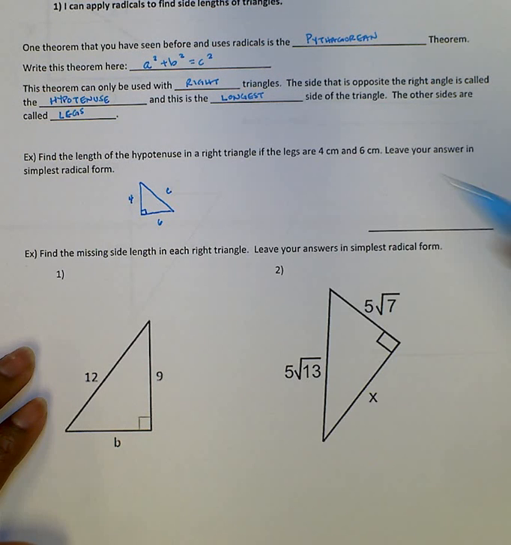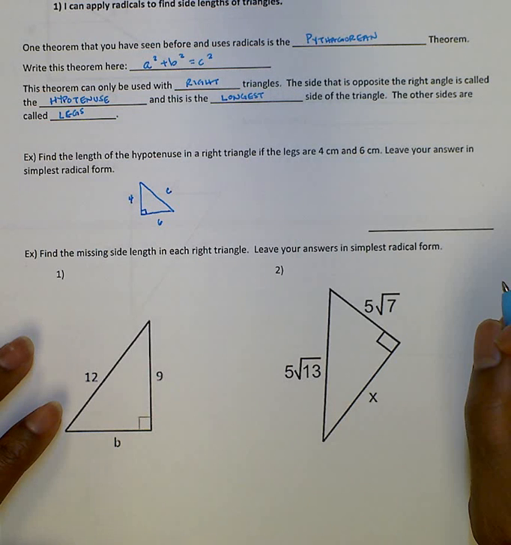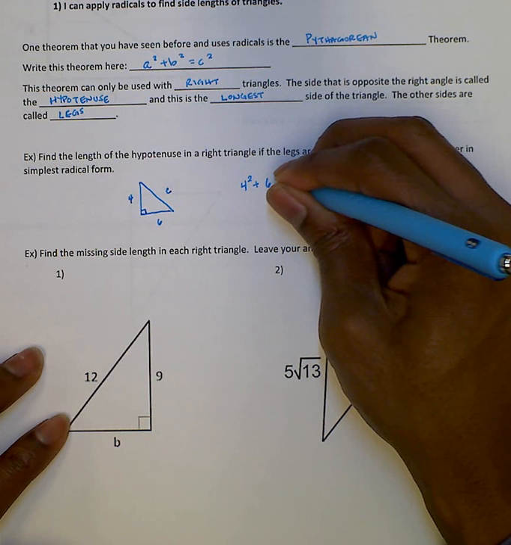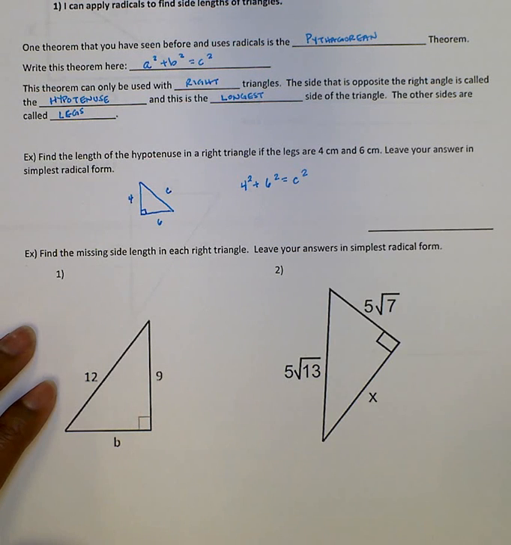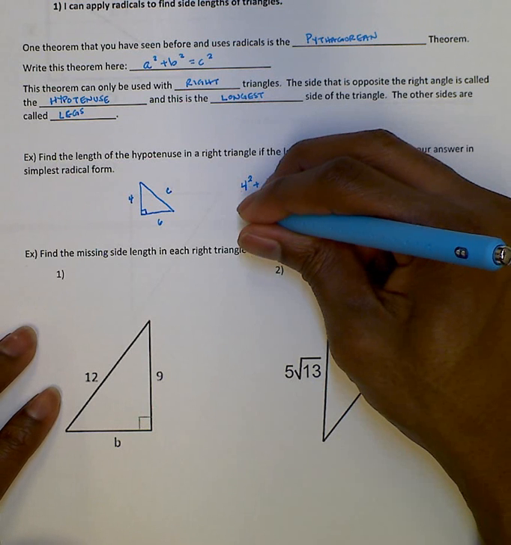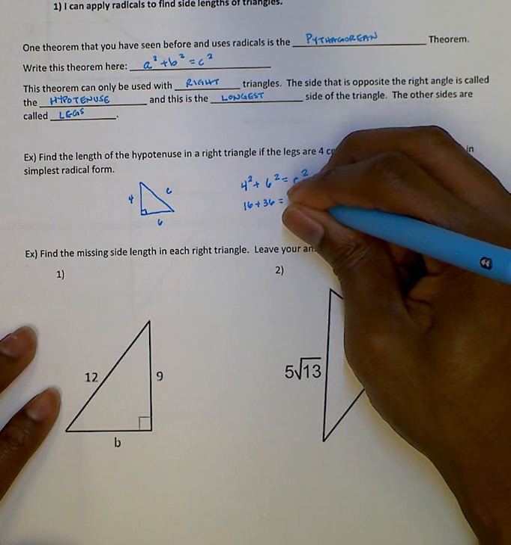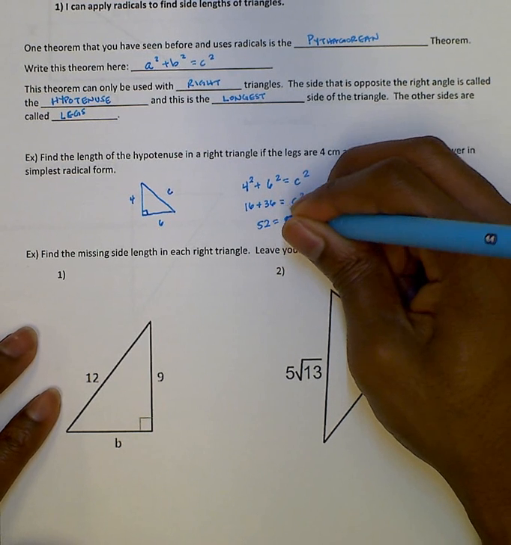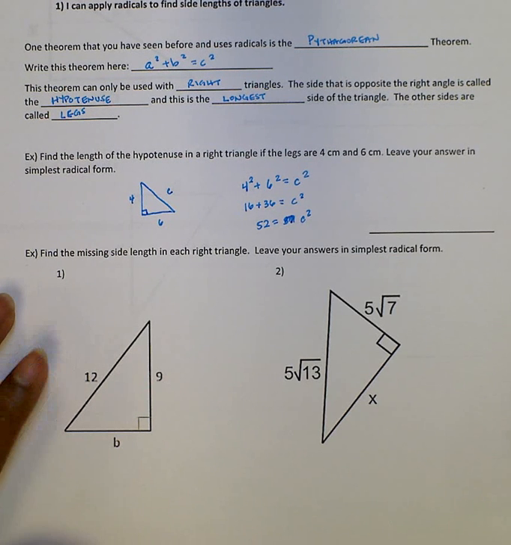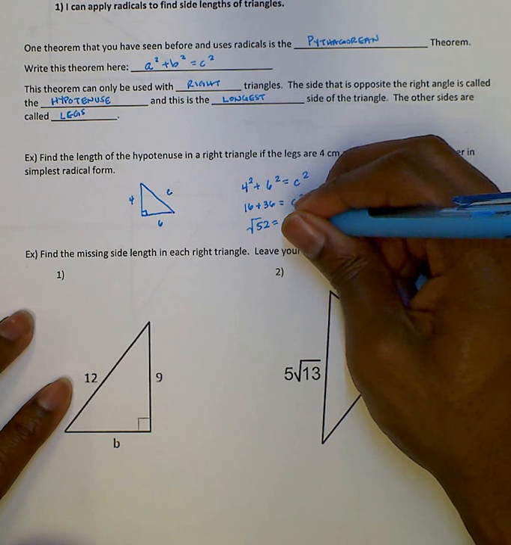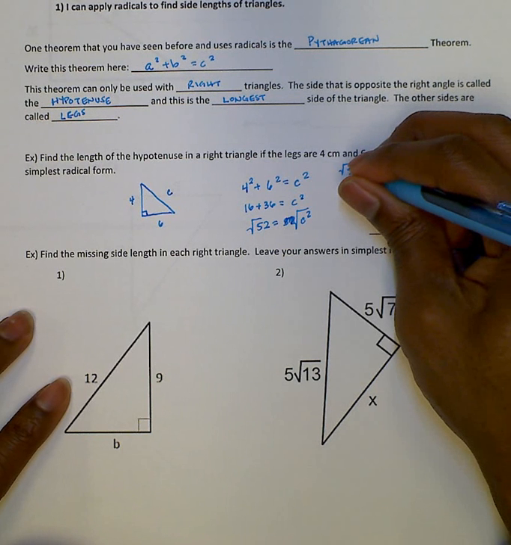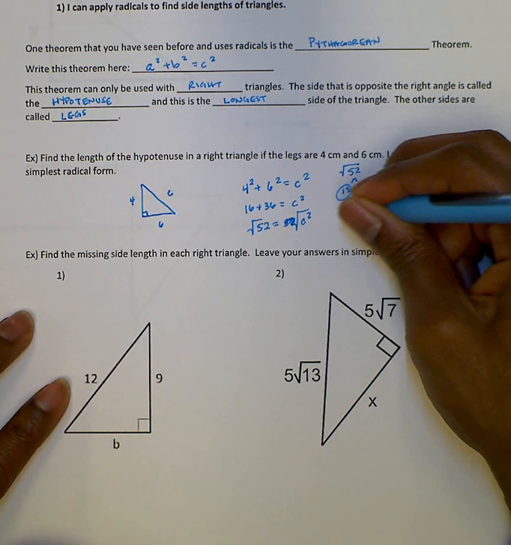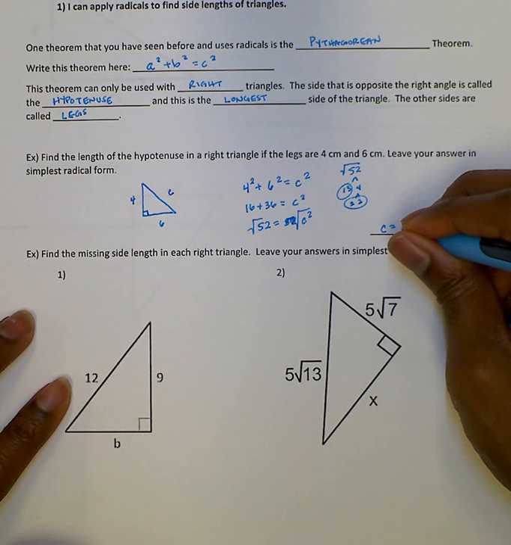Remember, that's the longest side opposite the 90-degree angle. And so I have an equation. I can say 4 squared plus 6 squared equals c squared. This is Pythagorean's theorem. Now I'm going to simplify these. I get c squared equals 52. In order to find out what c is, I need to take the square root of both sides. So the square root of 52, I'll do my tree. It's 13 times 4. 13's prime, 2 and 2. So c will equal 2 radical 13.